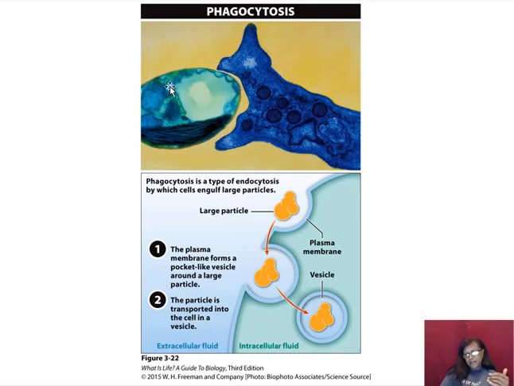So when it engulfs it, when it phagocytoses or phagocytizes a particle, it's putting it in a vesicle, okay? It's putting it in its own little storage unit. That's what a vesicle is. And it will deal with it depending on what that particle is, okay?